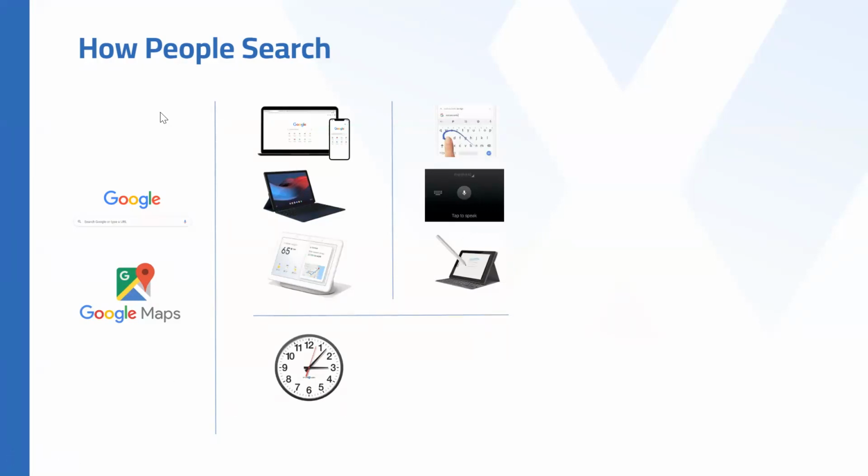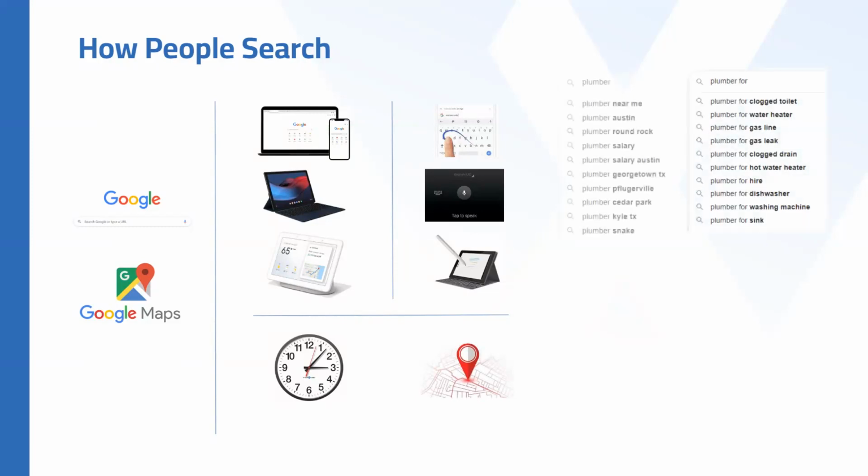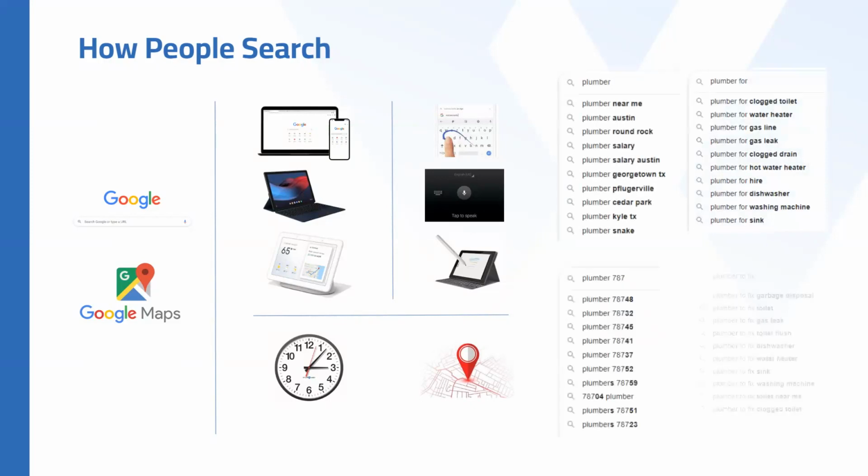Not only are people searching at different times and in different locations, again, just like the search for fried chicken at 3 or at 5, from my home or from my car. And let's talk about how people search with the actual words that they're using.